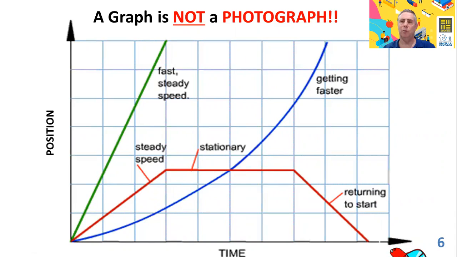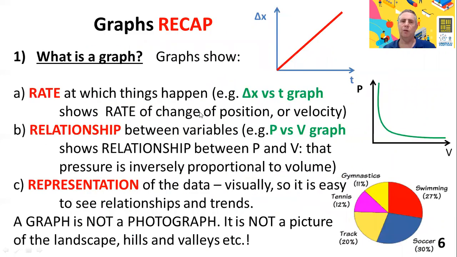Please make sure that your matric exam does not end in ruins by answering questions like that. A graph is not a photograph. So to summarize, graphs show 3 things. They show the rate at which things happen. A good example is a position time graph, which shows the velocity, or the rate of change of position with time.